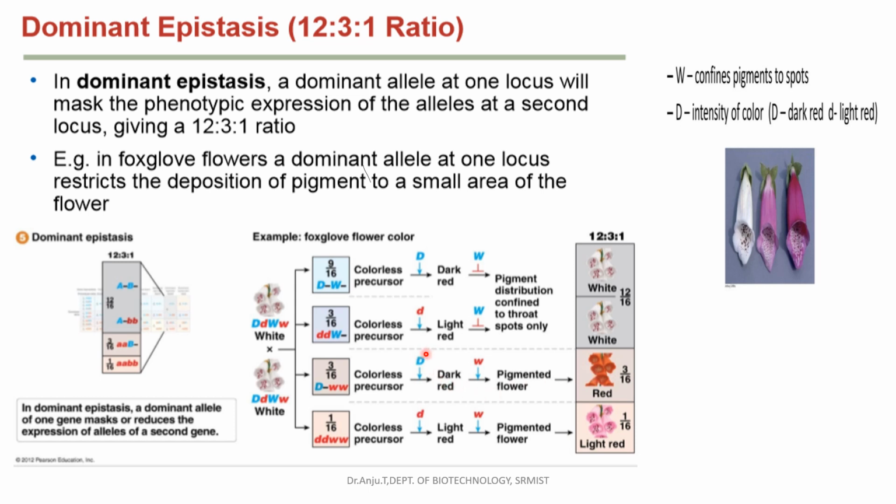So when the dominant D allele is present, it will form red color, and with small d, light red pigmentation. When you have the recessive allele of the second gene, the pigmentation will be throughout the flower. So this is an example of dominant epistasis, where the dominant allele of one gene masks the effect of the other gene.